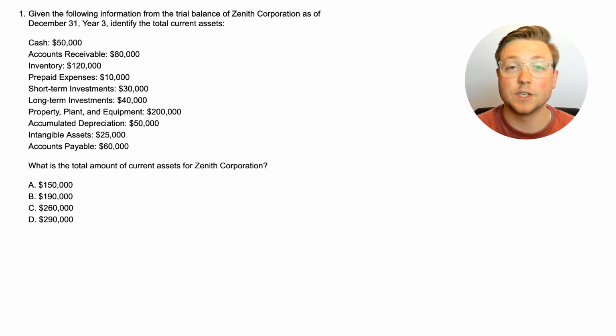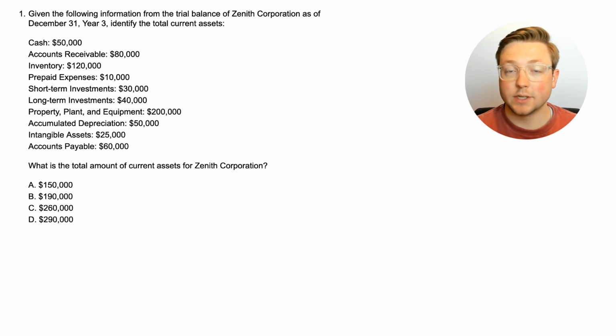Alright, here we are at question 1. Given the following information from the trial balance of Zenith Corporation as of December 31st, year 3, identify the total current assets. Okay, it lists out a whole bunch of stuff from the trial balance. There's cash, there's accounts receivable, there's inventory, prepaid expenses, short-term investments, long-term investments, property, plant, and equipment, accumulated depreciation, intangible assets, and accounts payable. So these are all the things that it gives us. We, again, have to figure out what are the current assets of this corporation.